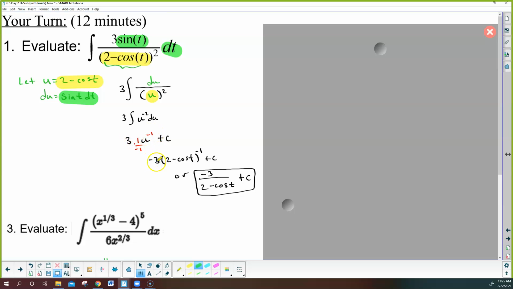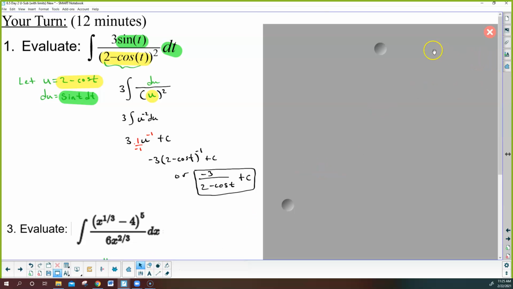So that turns into a negative 3, and then we just replace the u with 2 cosine of t to the negative first power. This first answer could be accepted. However, it's probably a multiple choice question, so it would most likely be written this way right here. And you might be thinking, well, what happened to the power of 1? The negative brought it down in the denominator, and I don't have to put a power of 1 there. And then just don't forget your c at the end, right? The plus c.